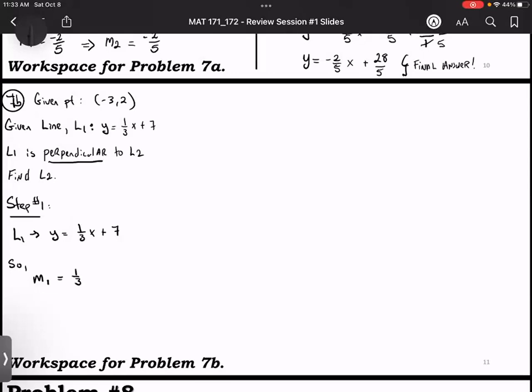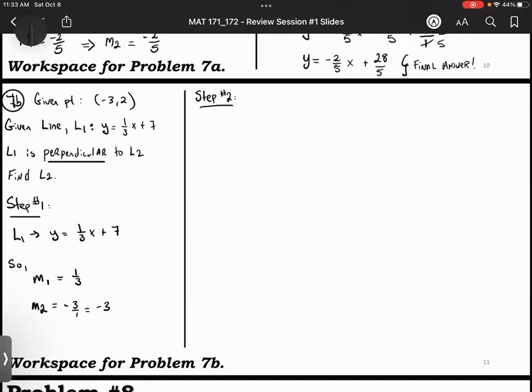Now, since line 1 is perpendicular to line 2, what do you think the value of M2 is going to be? -3. Yeah, you take the reciprocal, 1/3 reciprocal is 3/1, and you negate that value. So it's -3/1, which is -3. And that's it. Step 1 was done. So now we move on to step 2.